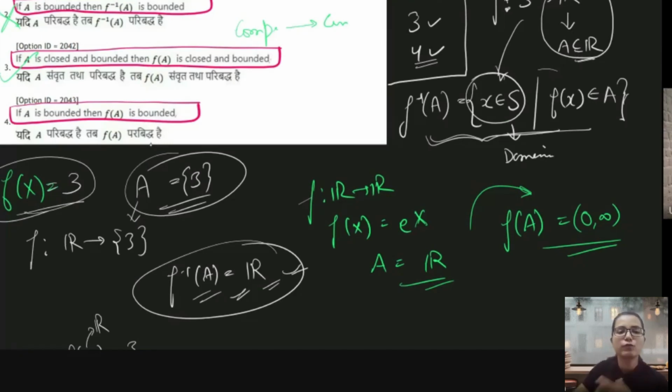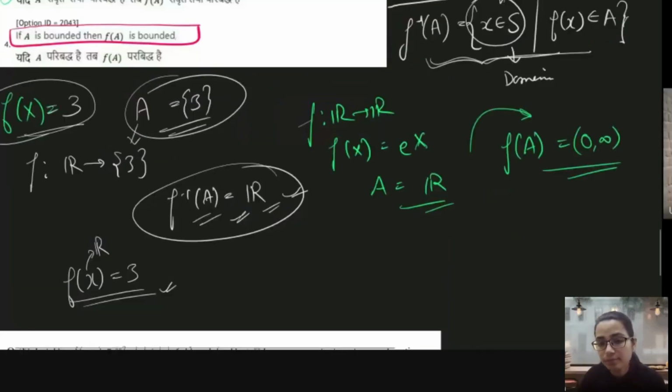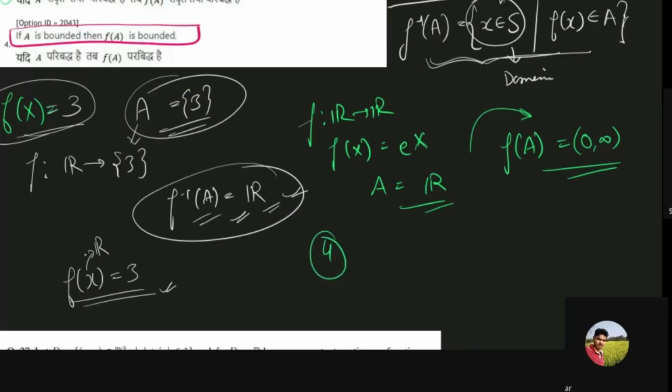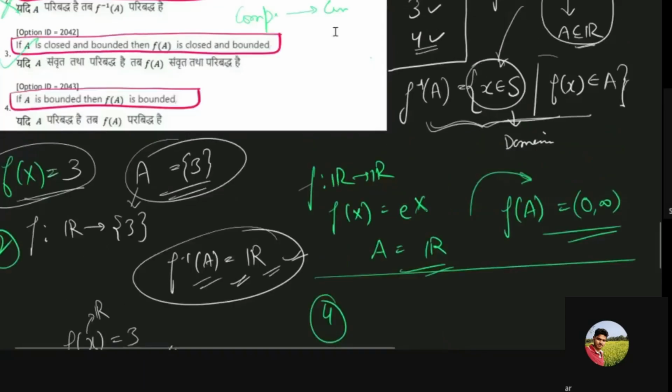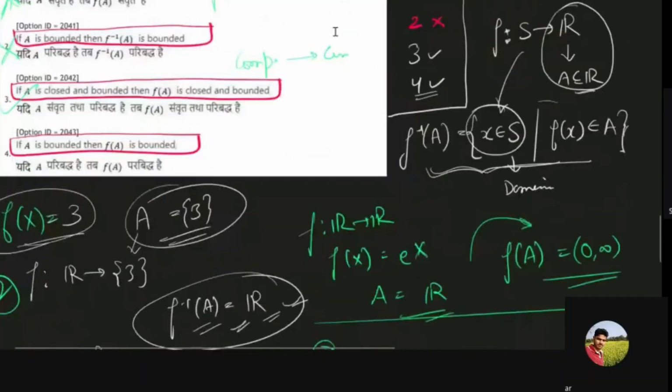If A is bounded, then f of A is bounded. Can a continuous function do this? Yes, we can use the fact that compact goes to compact, because a bounded set is a subset of some compact set, a closed bounded interval. But they are not given to be compact. Bounded is more general. Compact is more specific.